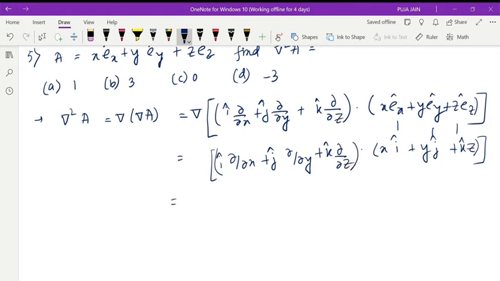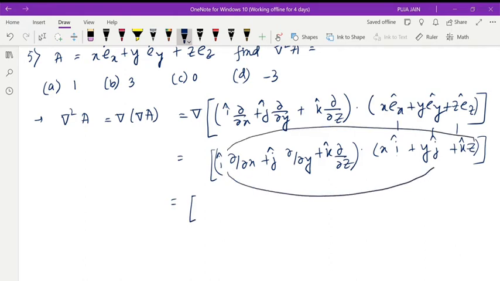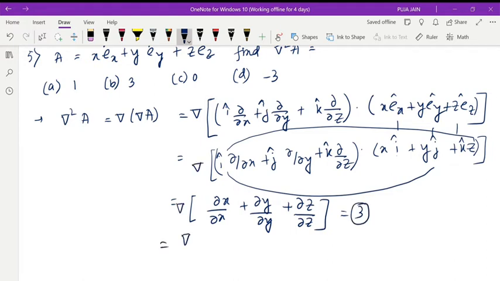Now you see i cap, this product we will get. Rest, i cap into j cap and k cap will be 0. Only i cap dot i cap we will get. So del x of x plus del y plus del z, that is equal to 3. Here is a del. Now 3 is a what? Constant. So derivative of any constant, del of any constant is what? 0. So our answer is C. Okay.